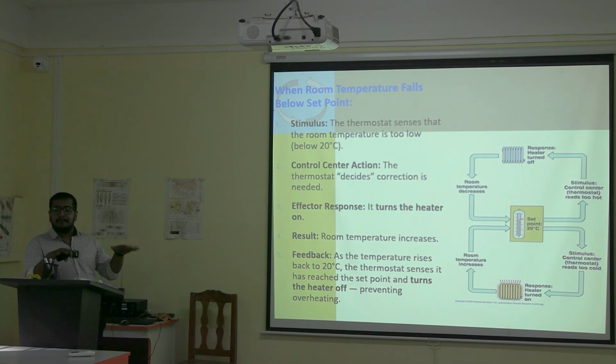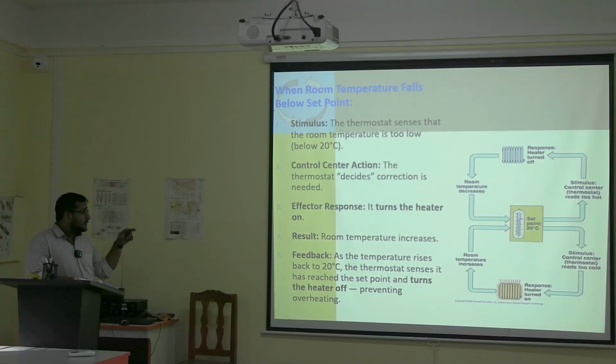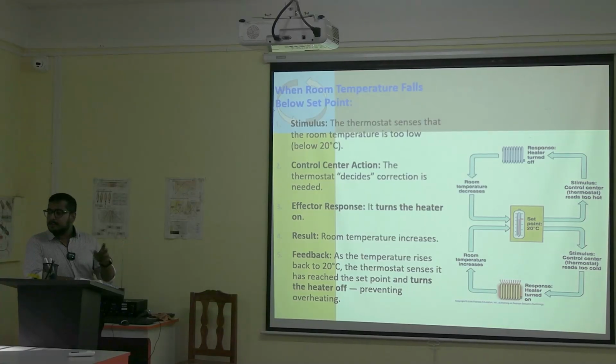Just imagine the temperature of this room falls below the set point, which I have set at 20 degrees centigrade. Then the control center, that is the thermostat, decides the correction is needed. Now the thermostat will think, okay, I have to correct the temperature. Then comes the effector response. What it does, it turns on the heater, and the room temperature rises. But as soon as the feedback goes that the temperature has risen to 20 degrees centigrade, the thermostat turns off the heater.